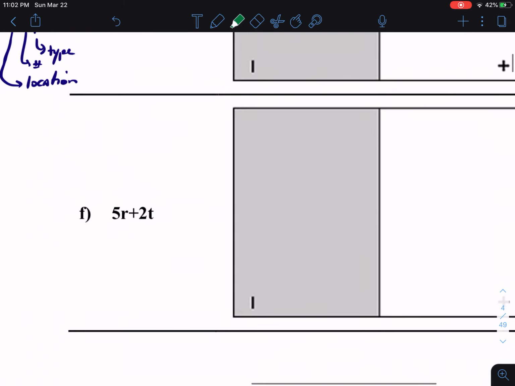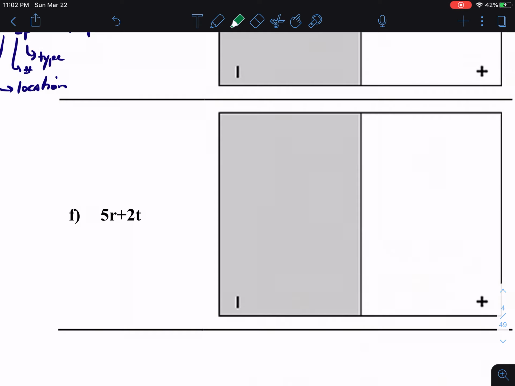Now, in a situation where we have two variables, it's still up to us to define what those variables are. So let's say I'm going to make the longer rod r and the shorter rod t. It's up to me, or up to you, which of the variables will be represented by which of the blocks, as long as you make it clear which one is which. Now, we need 5 r's and we need 2 t's, and they're all on the positive side.